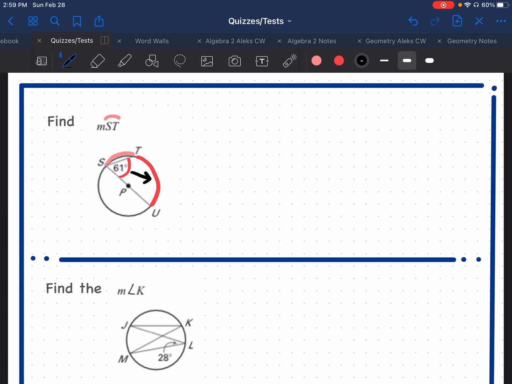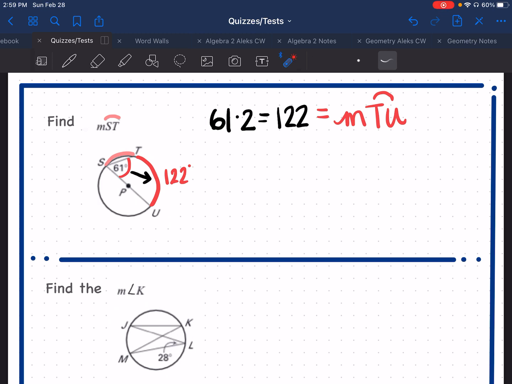Yes. So 61 times 2 would be, and this would equal the measure of TU's arc. Okay, so I'm just double checking. Yeah, this is 122. Okay. But I still haven't found SU. Oh, wait a minute. This is a diameter. I know it's a diameter because they have marked the center as P.